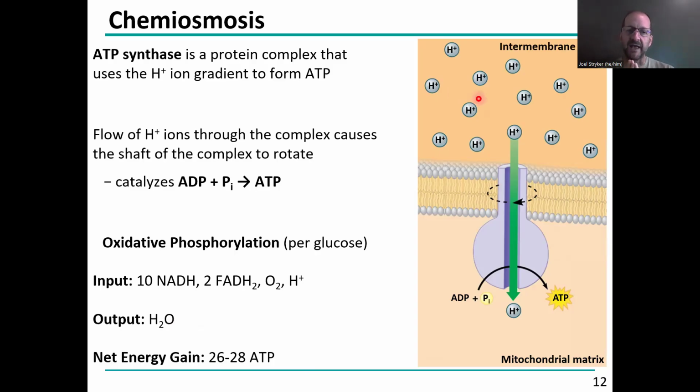The numbers that I have often seen are 32 to 34, but they've been revising them, and different textbooks will give you different numbers. For this class, I'm going to go with these numbers here of about 26 to 28 ATPs getting generated.